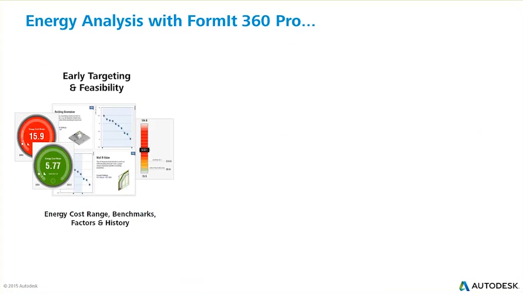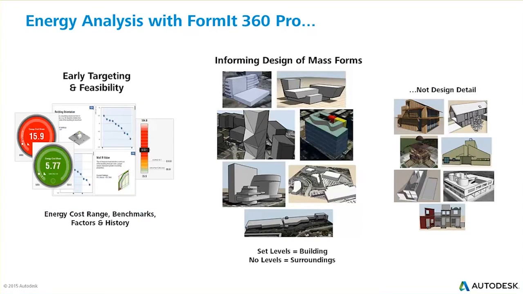So again, the intent of energy analysis in Format 360 is really early targeting and feasibility and giving a clear indicator of performance value. And we use these components, energy cost range, benchmark, factors, and history to help illustrate that. What we mean by mass forms, just because it's a broad word, is that stage where you're at the true massing level of the building. And remember, wherever you set levels is what gets processed as the building, and wherever you don't set levels gets processed as surroundings. And I'm going to show you that in a minute a little bit more clearly.